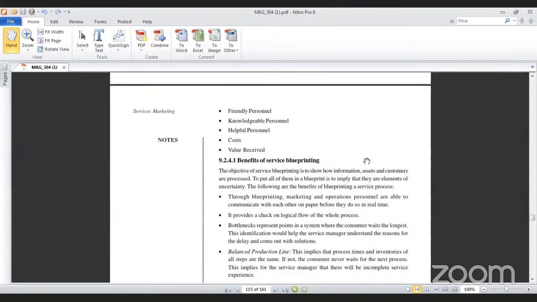The objective of service blueprinting is to show how customers are processed. Putting everything in a blueprint shows the elements of uncertainty. The following are the benefits of blueprinting a service process.